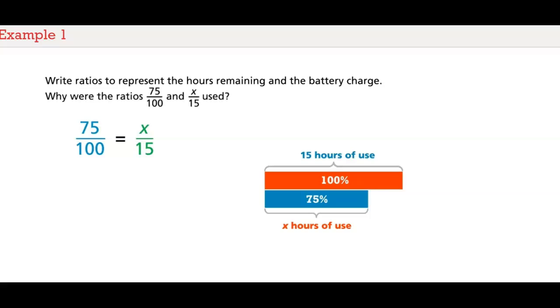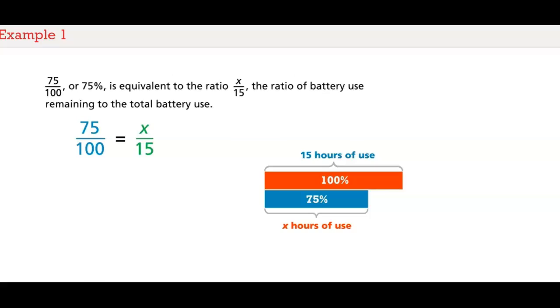Why were the ratios 75 divided by 100 and x divided by 15 used? 75 divided by 100 is 75%, which is equivalent to x divided by 15, the ratio of battery use remaining to the total battery use.